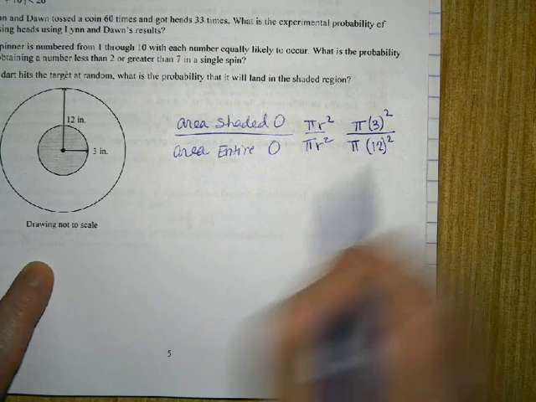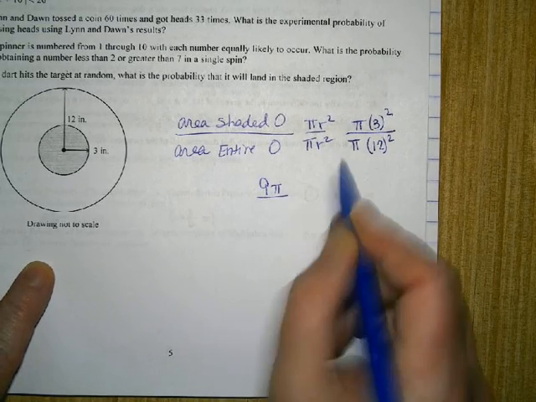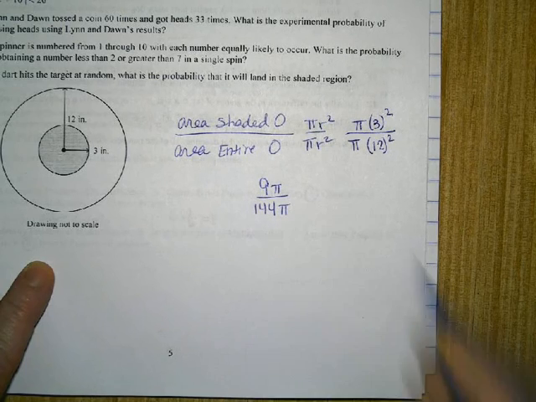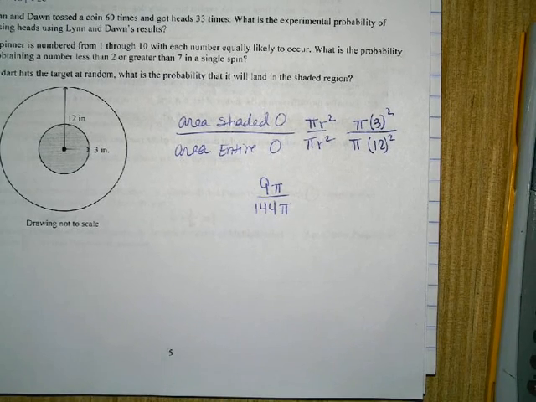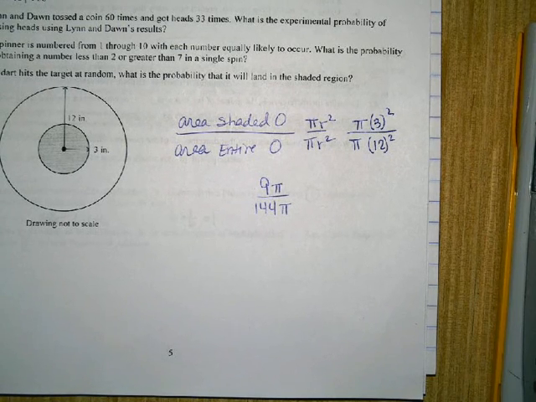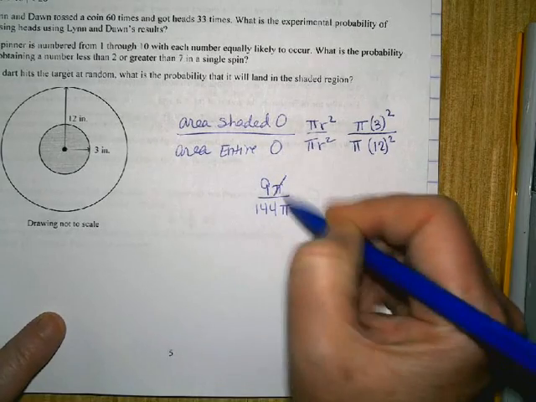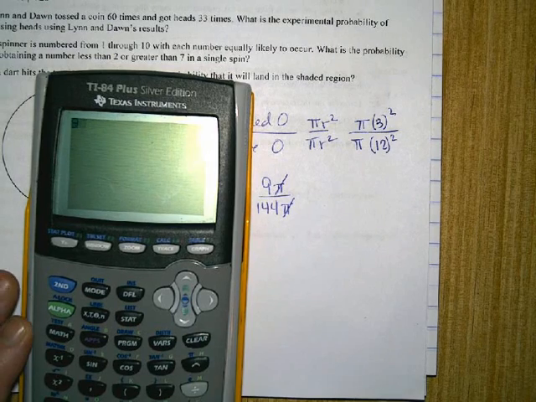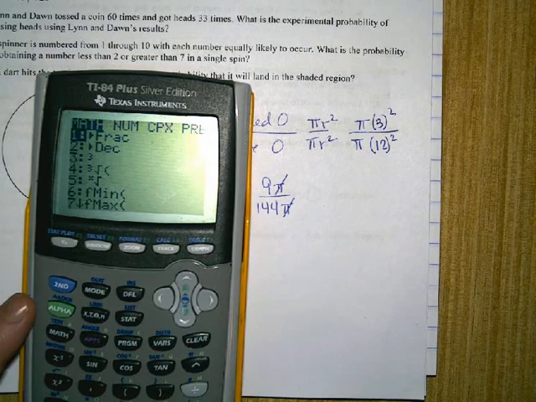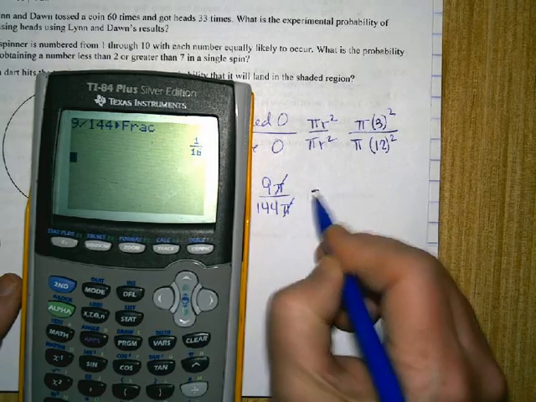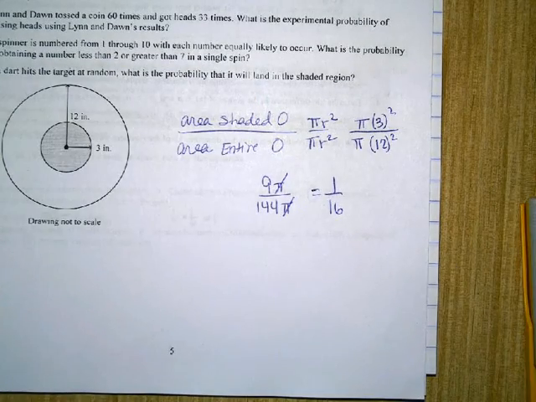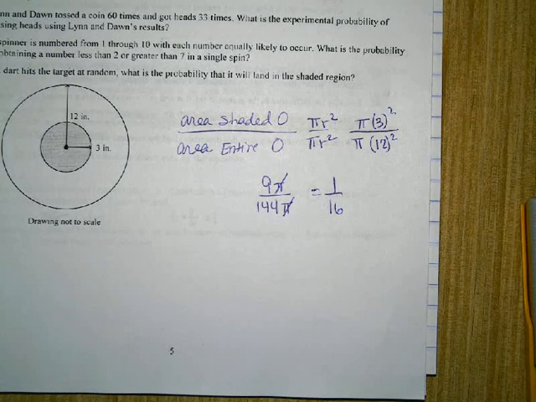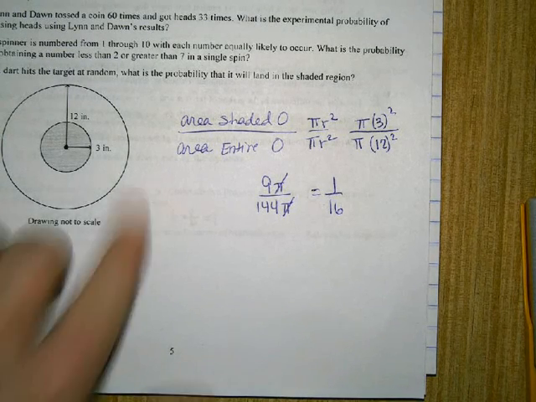So when I work the top, I get 9 pi. When I work the bottom, I get 144 pi. If you have the same thing in the top and the bottom of a fraction, they cancel out, right? Y'all agree with me? So those pi's are going to cancel. Now 9 over 144, will it reduce? 9 over 144 and hit math, enter. 1/16. You've got 1 out of 16 chances of hitting that. Like if you throw that dart 16 times, the odds are once it's going to land in the shaded region.